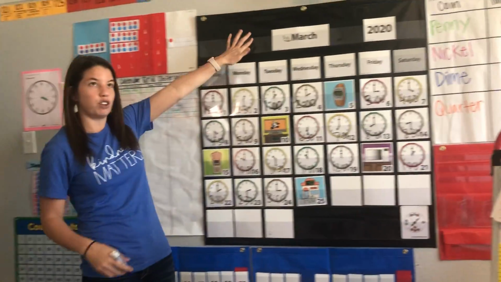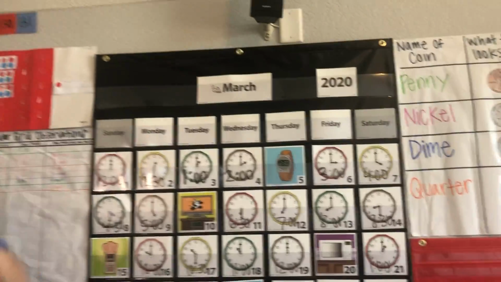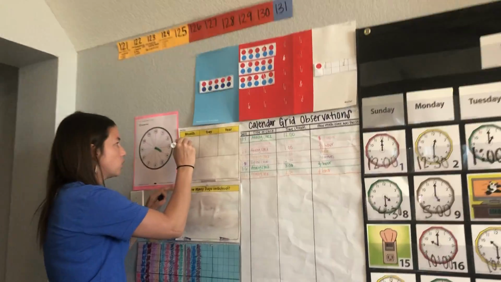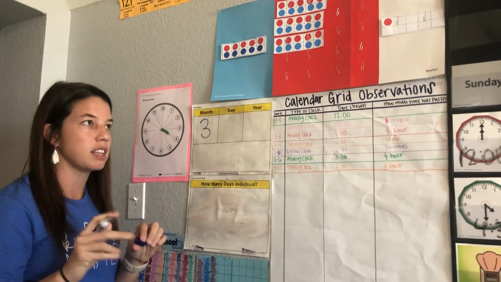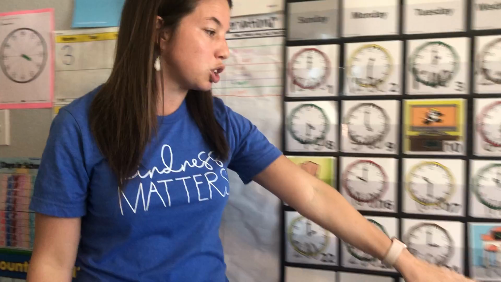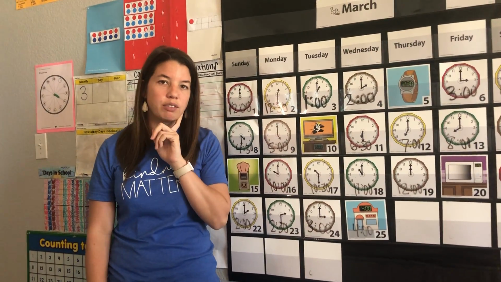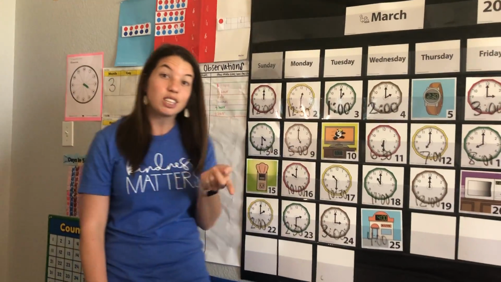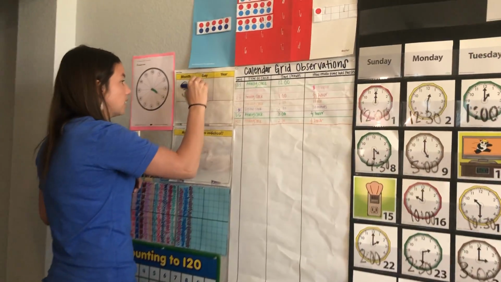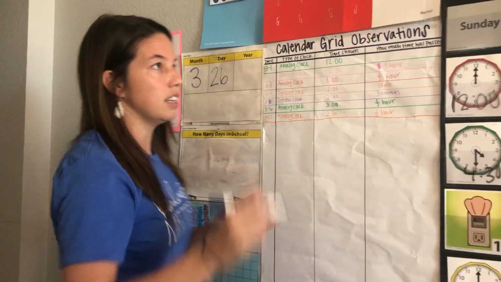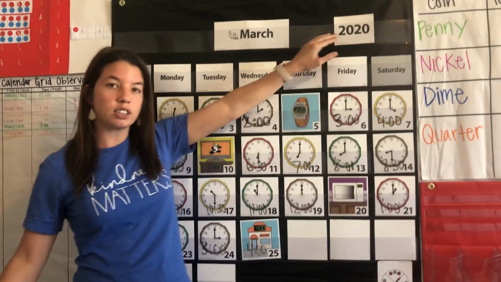We're going to start, like we always start, with the date. So we're going to first write the month. The month that we're in is March, and we use a 3 to represent March because it's the third month of the year. And then yesterday was the 25th, so what does that make today? What number comes after 25? That's right, 26. And then the year is 2020.